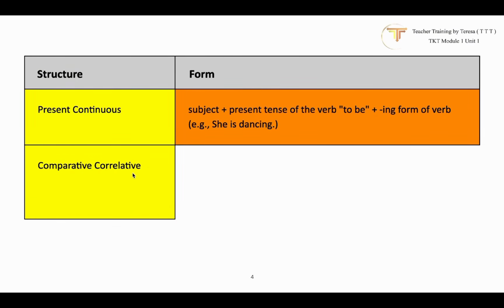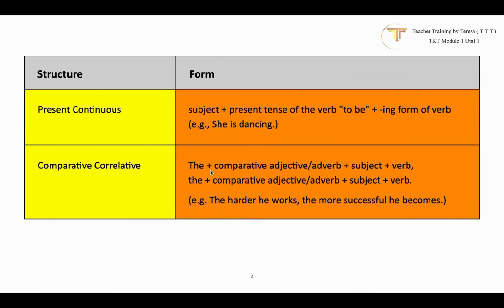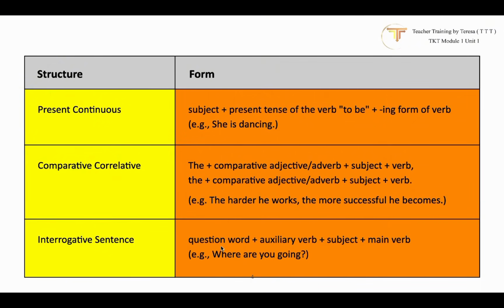Comparative correlative: the plus comparative adjective or adverb plus subject plus verb. Example: The harder he works, the more successful he becomes. Interrogative sentence: question word plus auxiliary verb plus subject plus main verb. Example: Where are you going?